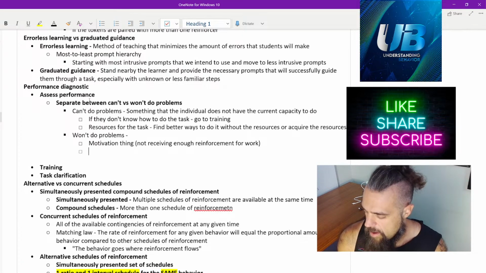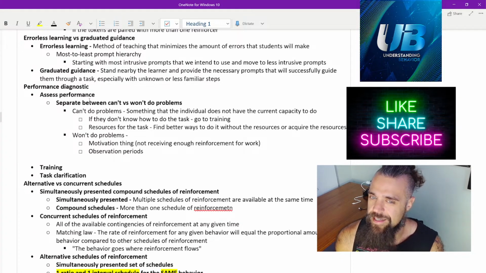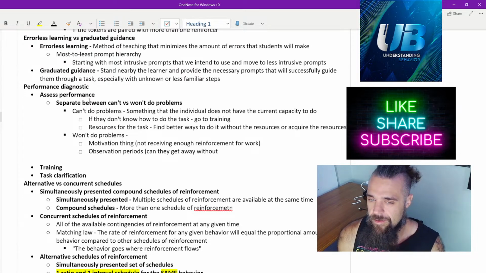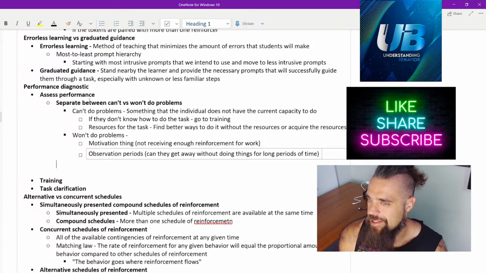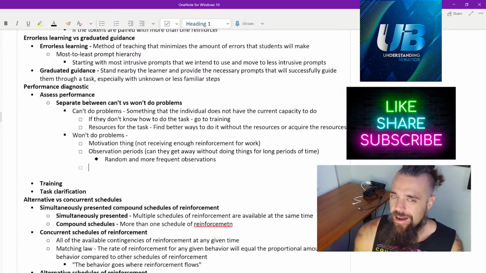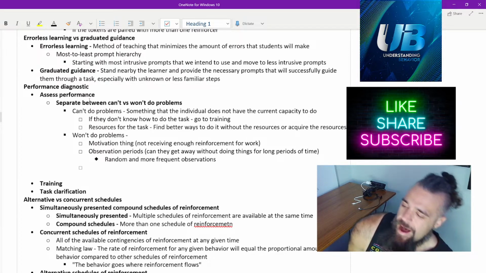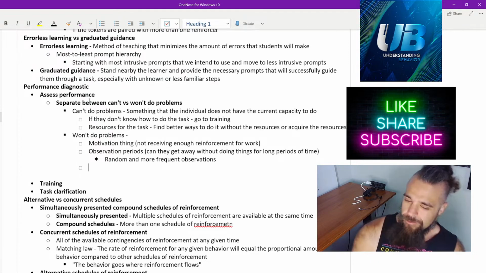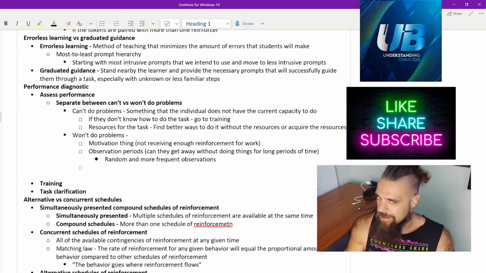You might also think about observation periods. Can they get away without doing things for long periods of time? One way you might change this is to do random and more frequent observations. So if you see your technician is giving your kid 15-minute breaks for iPad after 3 trials, then doing these more frequent observations might help, and providing that feedback as well.